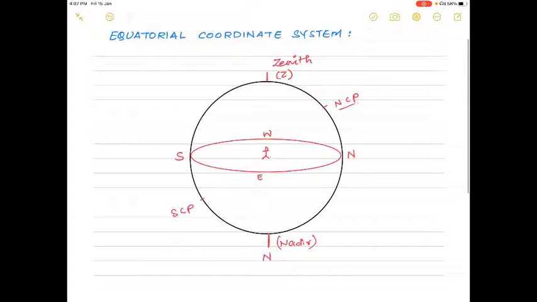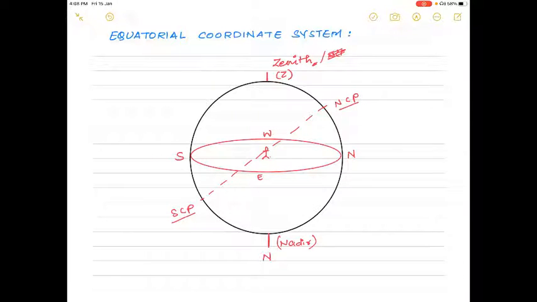Again, the north celestial pole and south celestial pole depend upon the position of the observer on the surface of Earth. If the observer is at the north pole of the Earth, then the zenith of the observer and the north celestial pole of the observer will coincide. Here we are considering any arbitrary position of the observer. That is why I am taking any random angle of the north celestial pole and south celestial pole with respect to the horizon of the observer. Now the task is to draw the celestial equator.